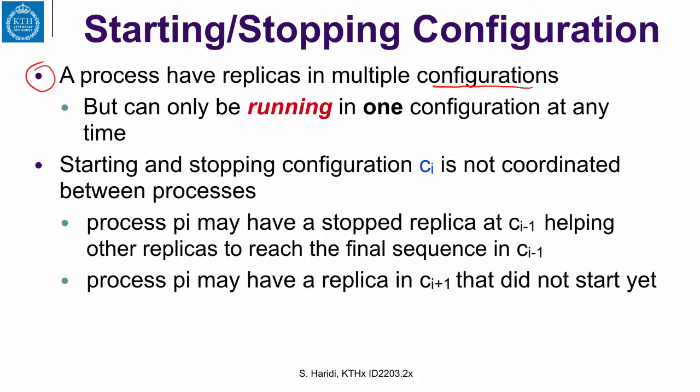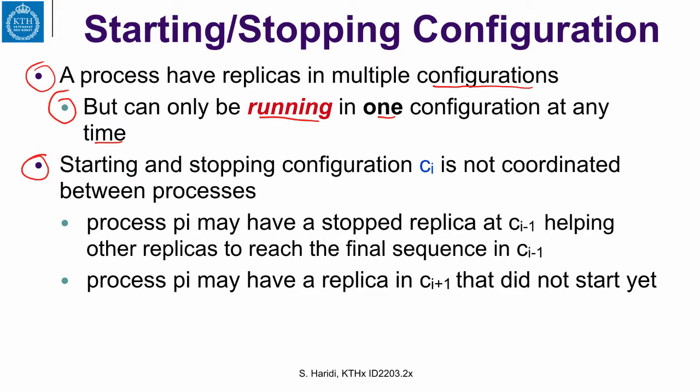So a process has replicas in multiple configurations, but can only be running in one configuration. It is still helping the other previous configurations, but it is running in one configuration. It is helping in the sense that it is participating in the election of previous configurations, but it is only running in one configuration. And by running, I mean it is extending its sequence in that configuration.